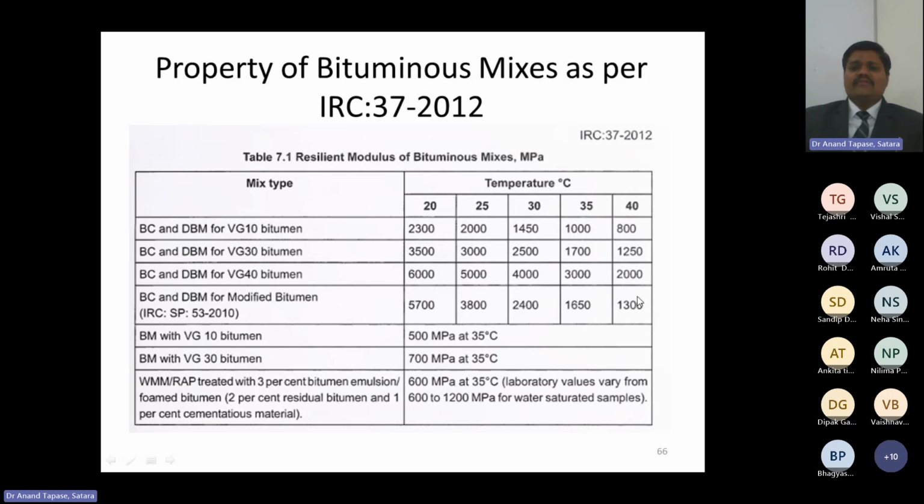So this is what they have given. Unless you have good experimentation work carried out at your end, instead of going for that expensive work, these values are well adopted. A number of trials and errors have been taken, so they have come to these conclusions. Now even the code has included specifications related to the modification of bitumen, that is use of plastic and use of rubber in bitumen. It has been standardized.